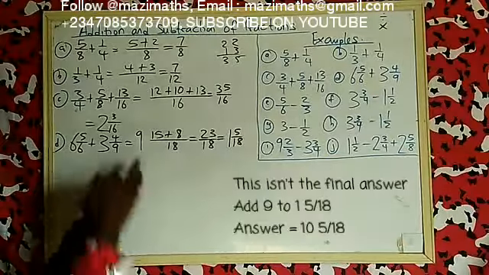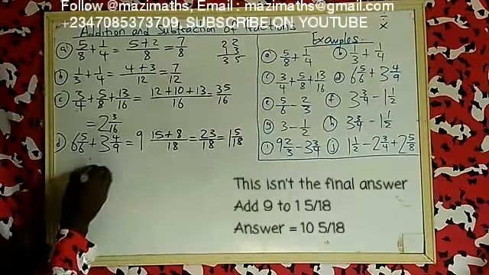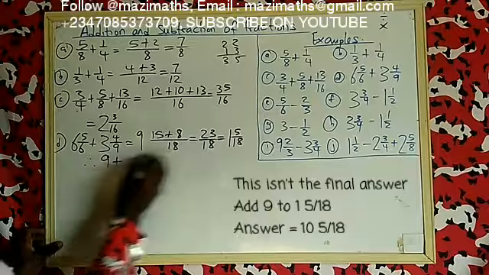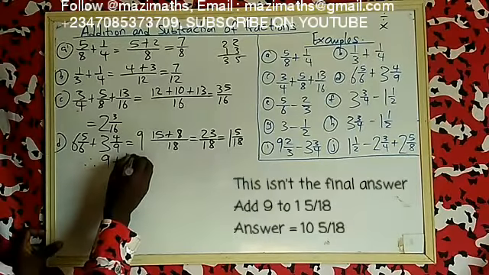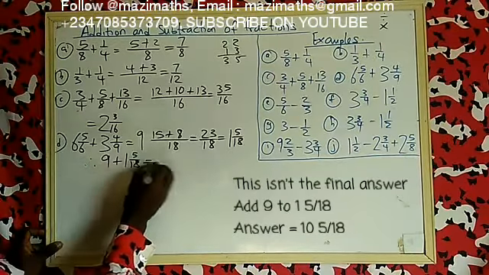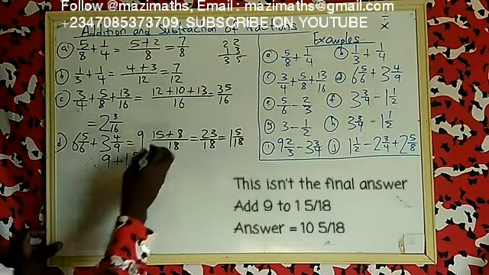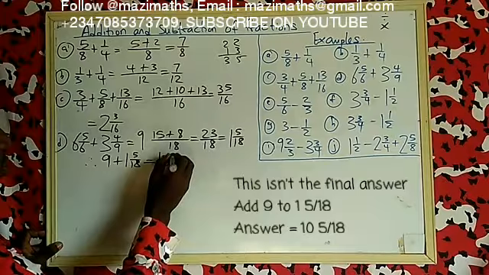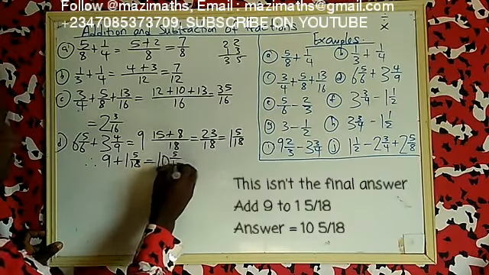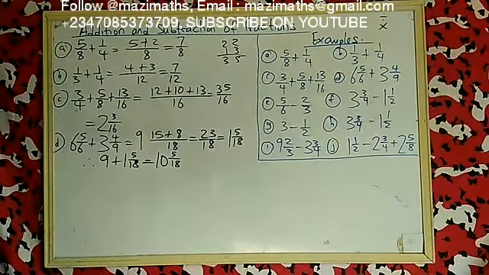But that's not your final answer. Remember, you got 9 here. So your final answer is going to be this 9, then you add it together with this 1 over 5 over 18. So your final answer will be the whole number of this one plus the whole number we got here. 9 plus 1 will give you 10. So your final answer will be 10 whole number 5 over 18. So that's your final answer to that one.